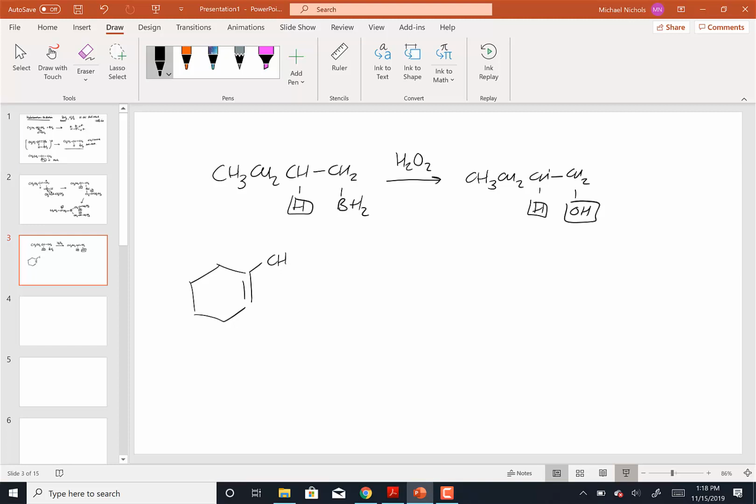If I had that alkene, and I said let's react that with BH3, H2O2, we can write the product simply by remembering what I'm adding. So you could say I'm adding H and OH, anti-Markovnikov, 100% trans.